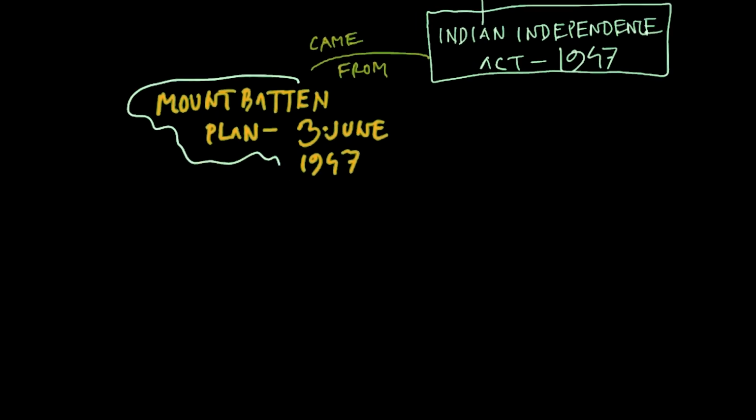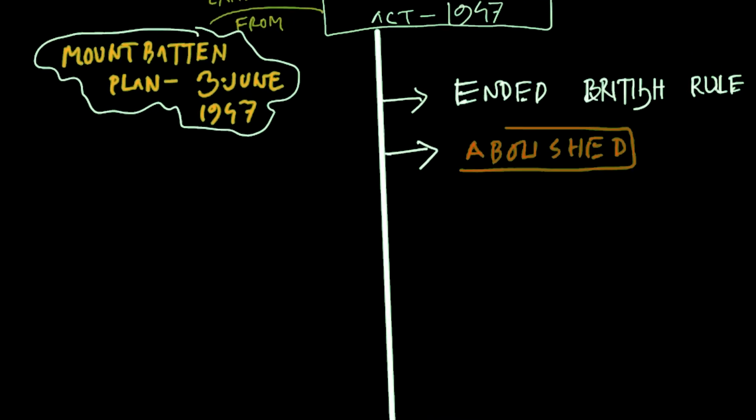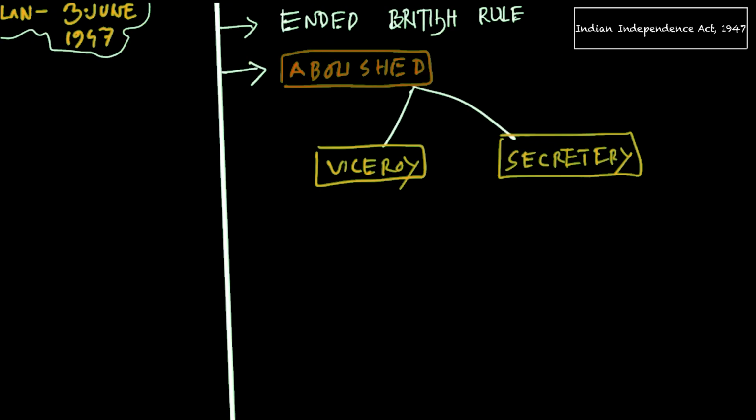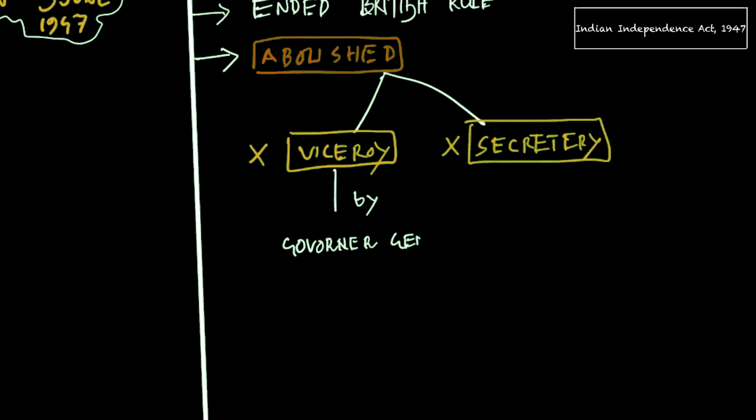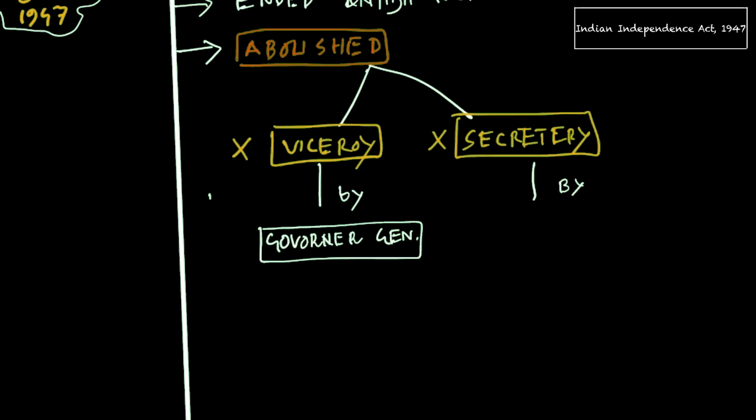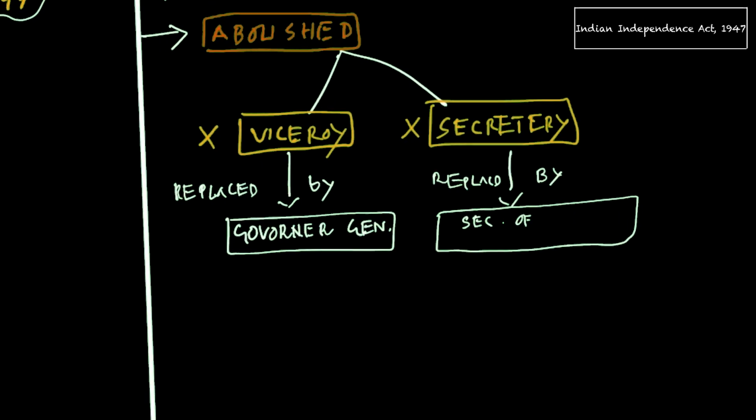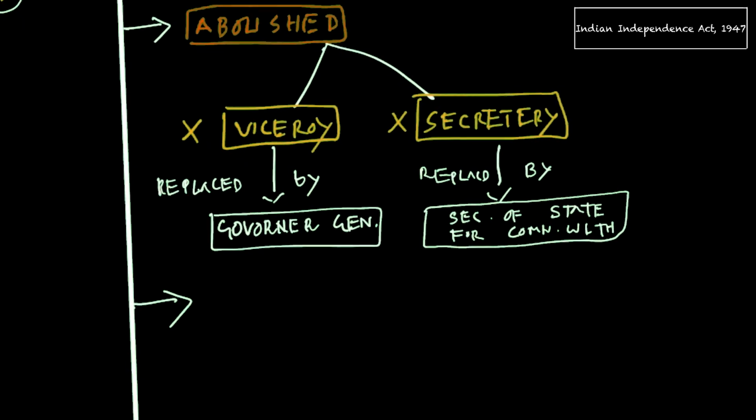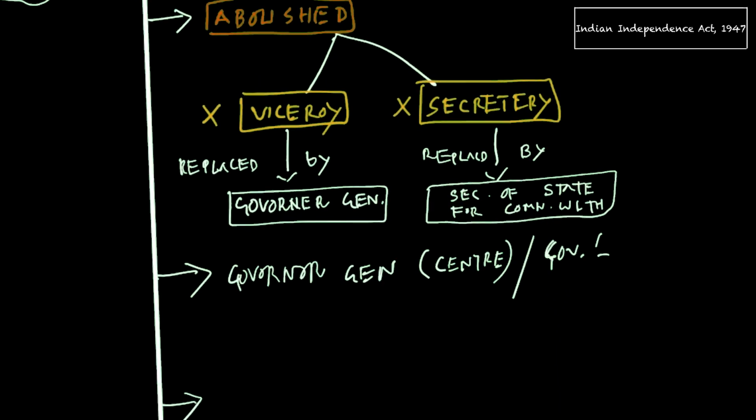The Act came from the Lord Mountbatten Plan, which came forth on June 3rd of 1947. The Act ended the British rule in India and declared India as an independent and sovereign state from August 15, 1947. The Act abolished the office of Viceroy and provided for each Dominion a Governor General who was to be appointed by the British King on the advice of the Dominion Cabinet. The office of the Secretary of State for India was replaced by the Secretary of State for Commonwealth. The Governor General at the centre and the Governors in the provinces were nominal heads.